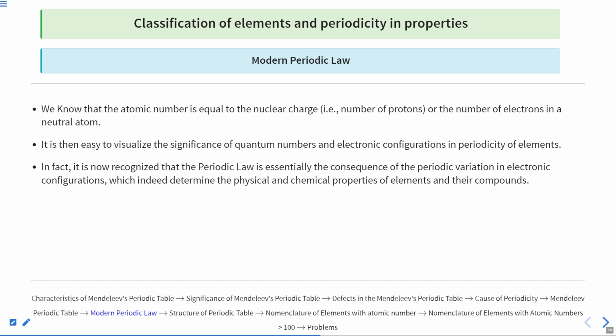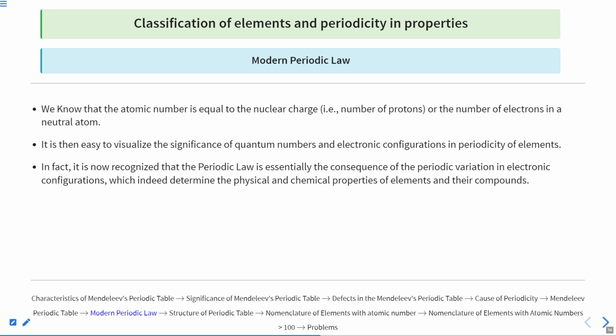Now we know that the atomic number is equal to the nuclear charge or the number of electrons in the neutral atom. Now it is easy to visualize the significance of quantum numbers, electronic configuration, and periodicity of elements. So with this new modification, everything started to make sense. Why is the electronic configuration this way? What is the significance of the number of electrons and protons? Each of these things started to make sense.